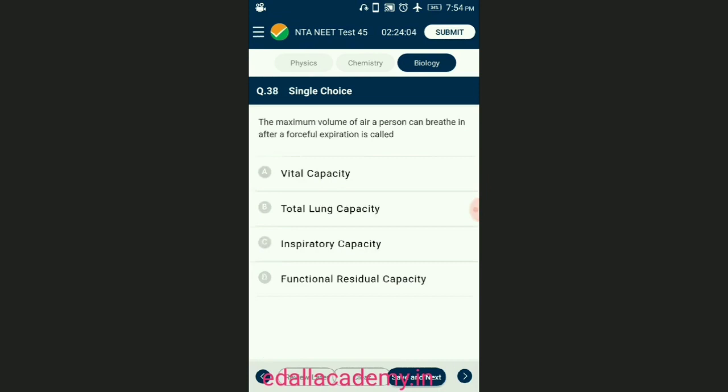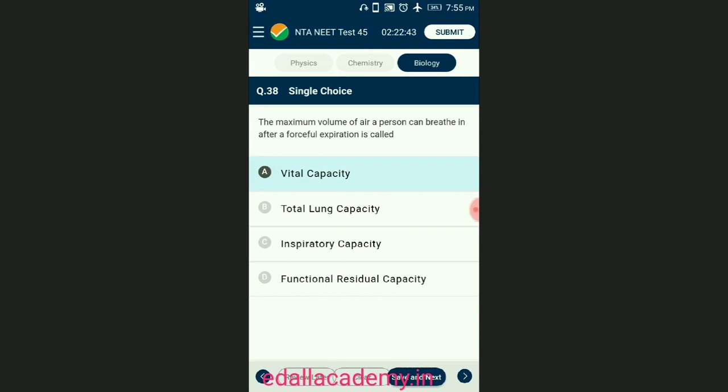Question number 38. The maximum volume of air a person can breathe in after a forceful expiration, or the maximum volume of air a person can breathe out after a forceful inspiration, is called vital capacity. Vital capacity is equal to ERV plus TV plus IRV, or EC plus IRV, or IC plus ERV. Inspiratory capacity is the volume of air that a person can inspire after a normal expiration. So the answer for this question is option A, vital capacity.